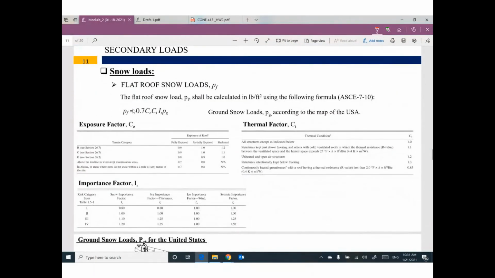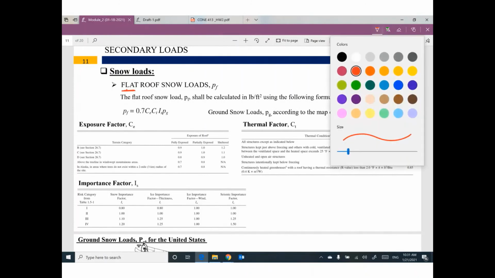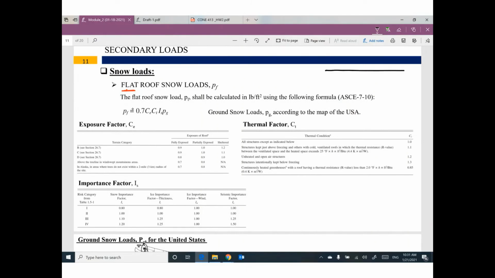For snow loads, in Texas we don't have much snow, but in different states we do. If your roof is flat, like a building, flat like this, the value of the snow load P_f equals 0.7 times CE times CT times IS times PG.